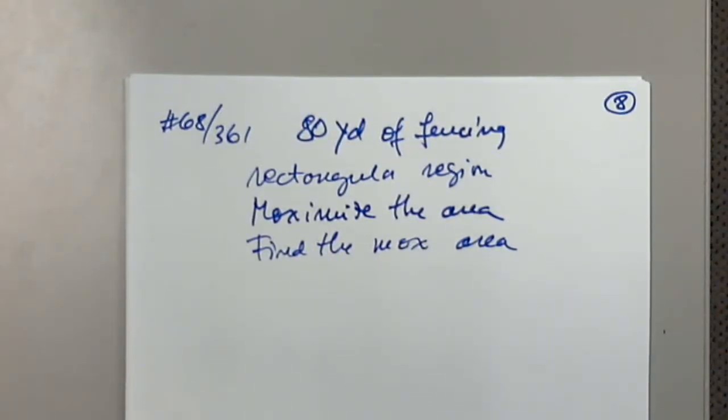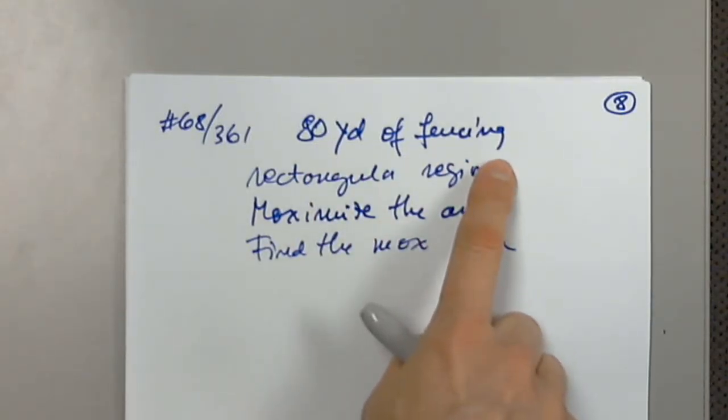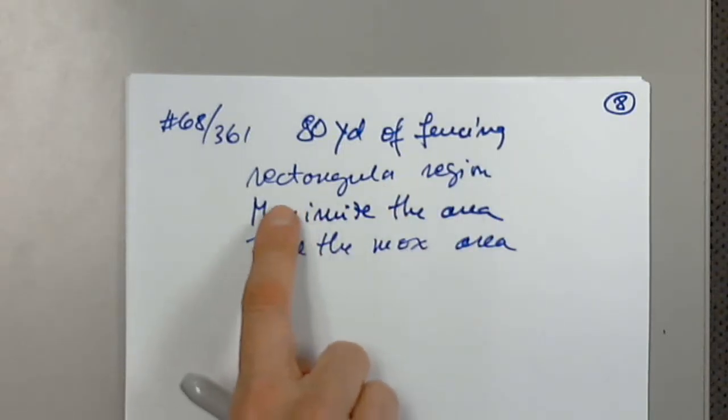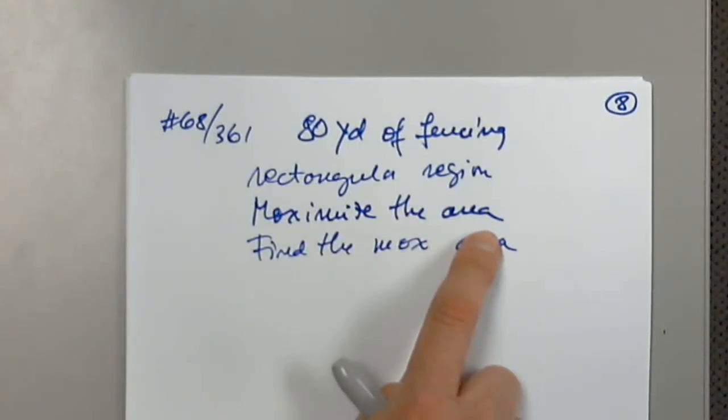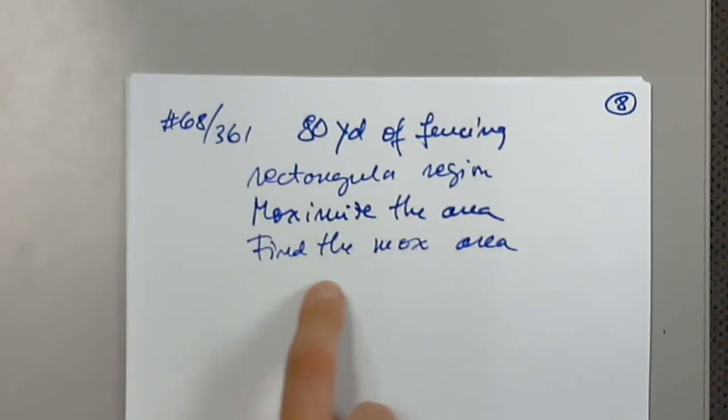Okay, let's read the problem one more time. I took notes, so I don't have to look at the book again. So let's read it one more time. You have 80 yards of fencing to enclose a rectangular region. Find the dimensions of the rectangle that will maximize the area. What is the maximum area? Okay.